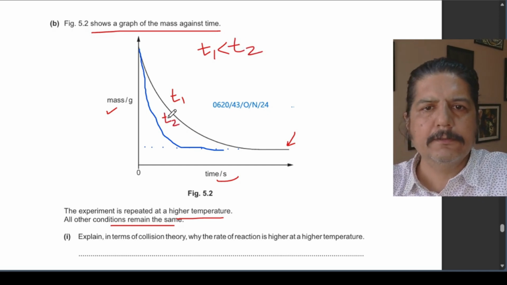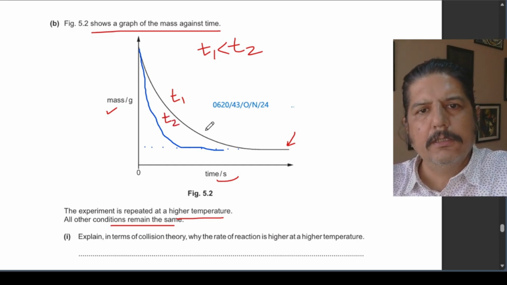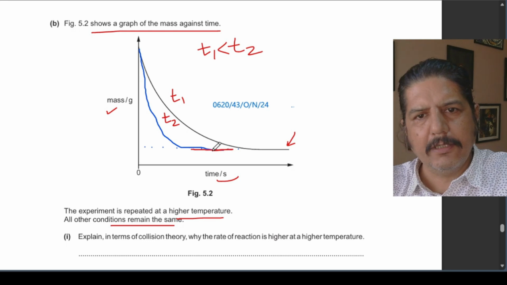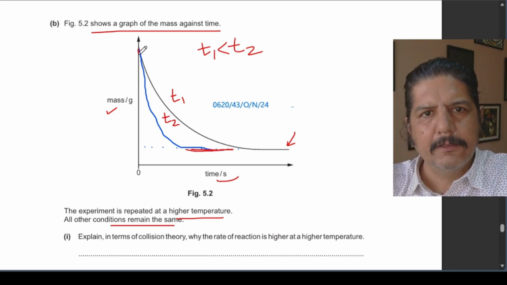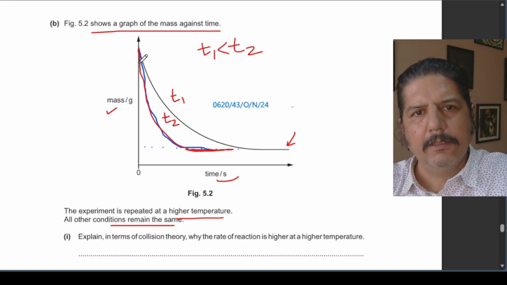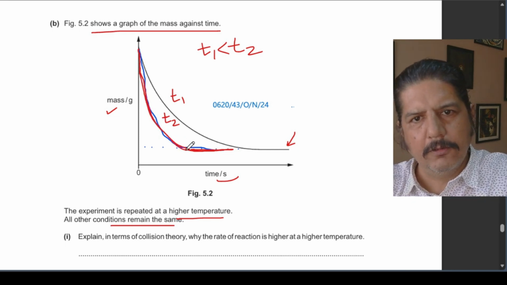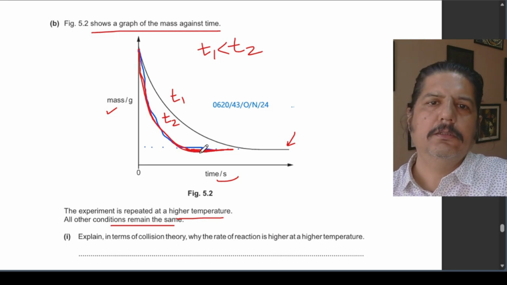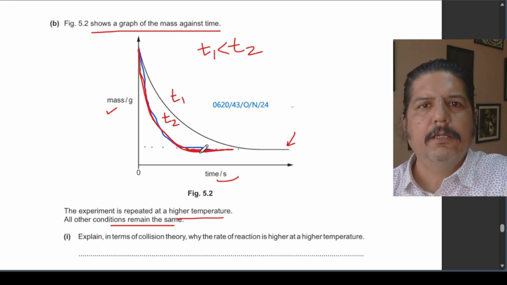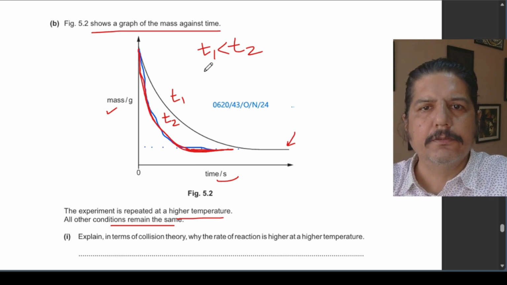What you need to understand is that the rate of reaction will increase, but the final mass would remain the same. So that is why I have shown the line something like this. This is the slope that we will be following now. I'm trying to smoothen the curve. The rate of reaction will increase at higher temperature, but the T here is temperature, not time.